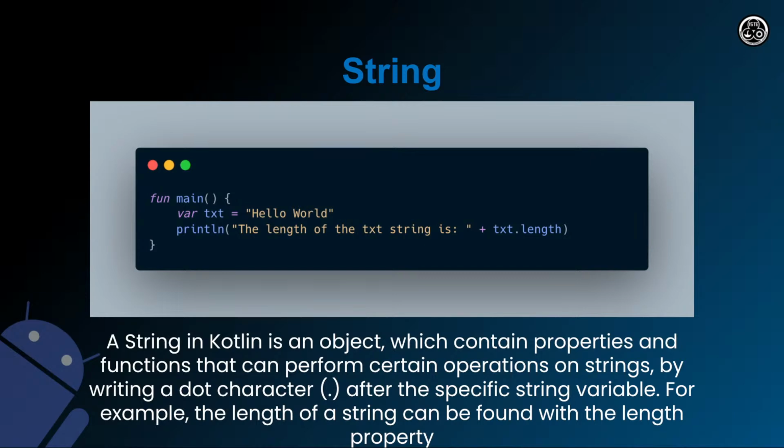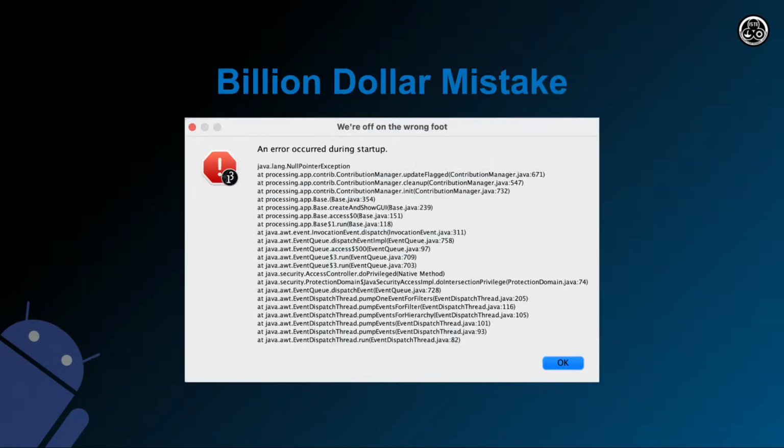Well, strings are also objects, so all the dot operators like dot length can also be used on strings. One of the most common pitfalls in many programming languages, including Java, is that accessing a member of a null reference will result in a null reference exception. In Java, this would be equivalent to a null pointer exception. This is known as a $1 billion mistake.